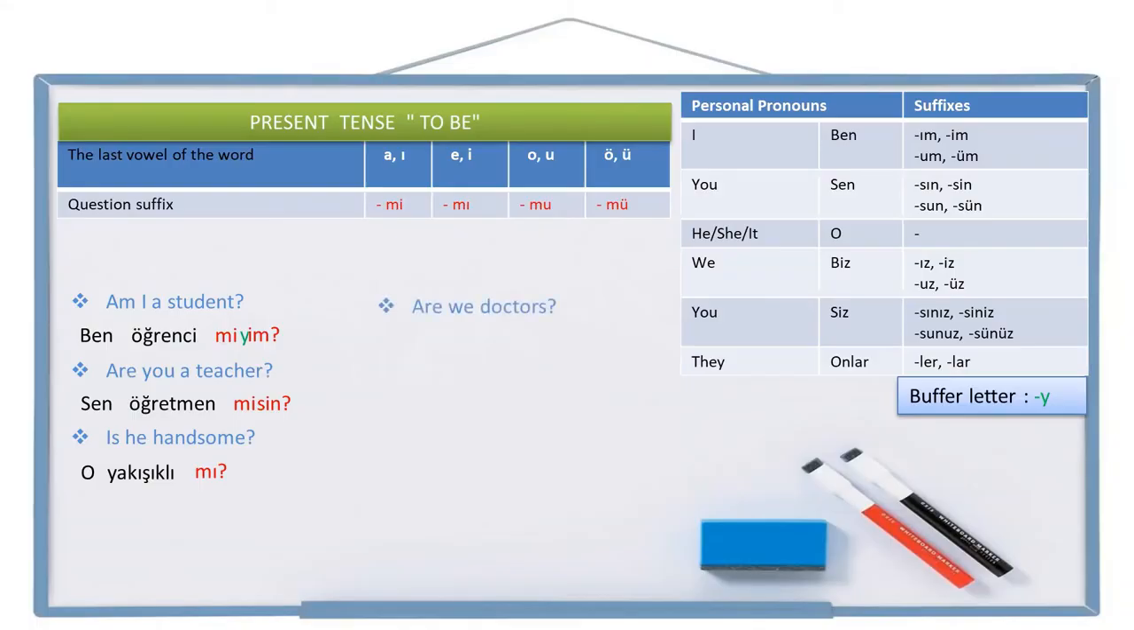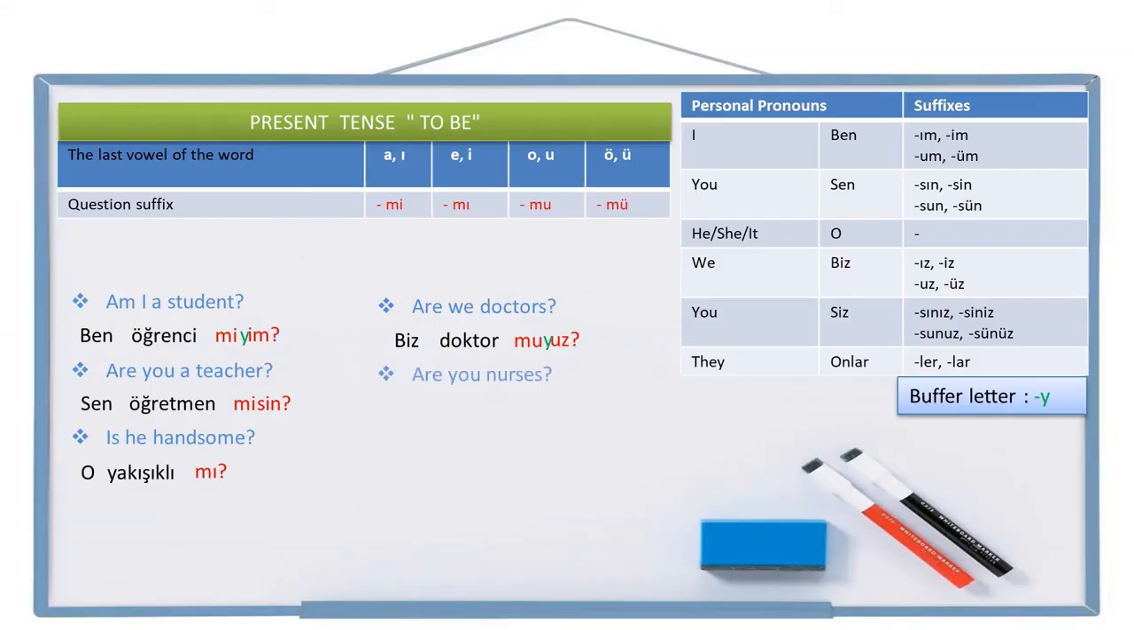Are we doctors? Let's write person pronoun we first. Biz. Doctors, doktor. We are not writing plural, we are writing singular. Then leaving a space and writing the question suffix, mu, and the person pronoun suffix to the end all the time. There are two vowels together, we need a buffer letter between them. So the sentence is, biz doktor muyuz? Are we doctors? Biz doktor muyuz?